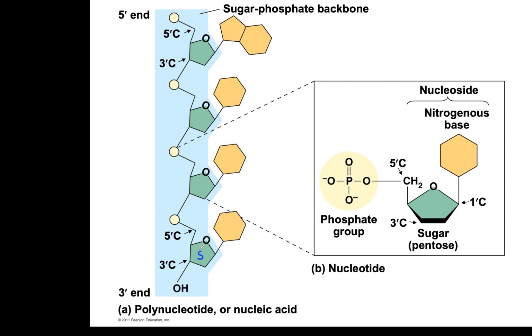The green pentagon indicates sugar, and the small yellow circle indicates phosphate. Sugar, phosphate, sugar, phosphate backbone forms one DNA strand, and bases protrude from this sugar phosphate backbone. This is a single DNA strand, so you can see the 5 carbon sugar, pentose, and phosphate group, and nitrogenous base. This indicates a single nucleotide.